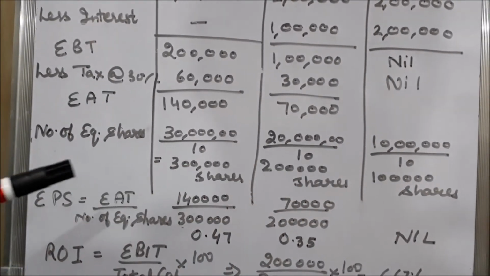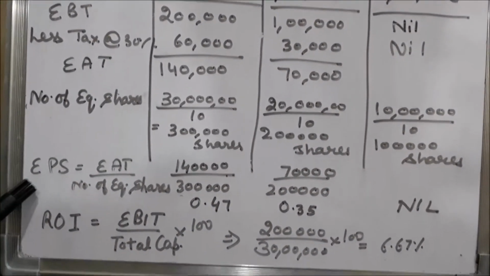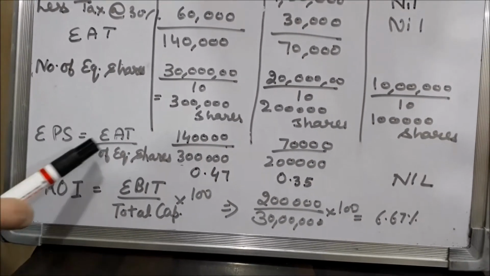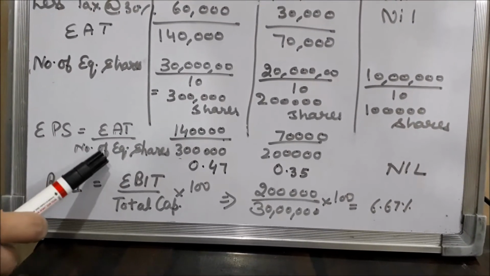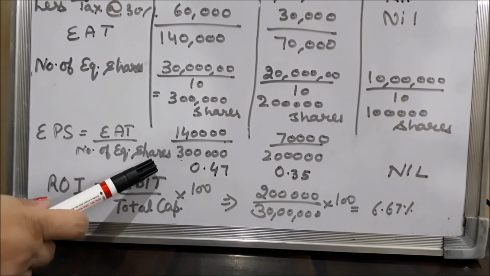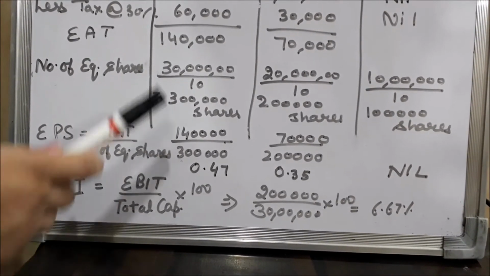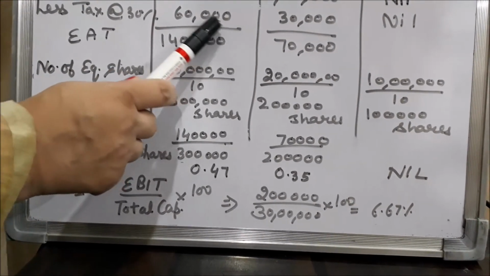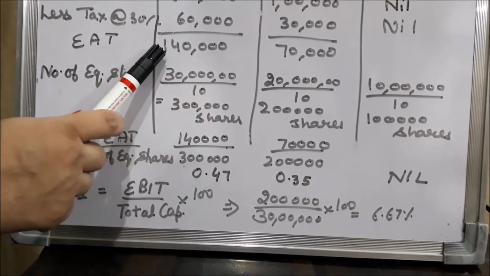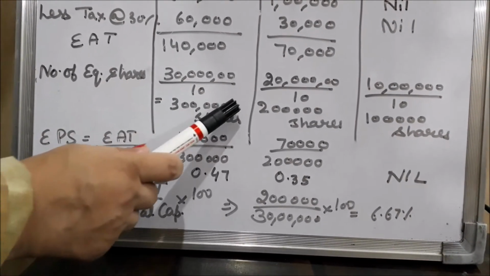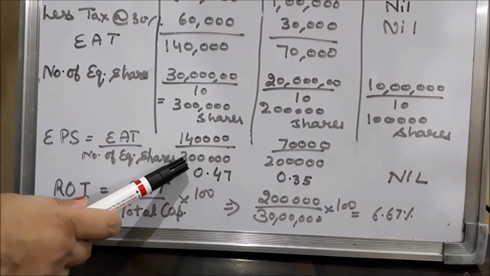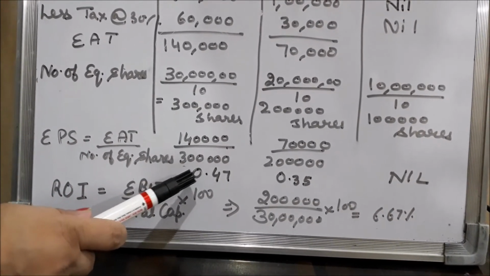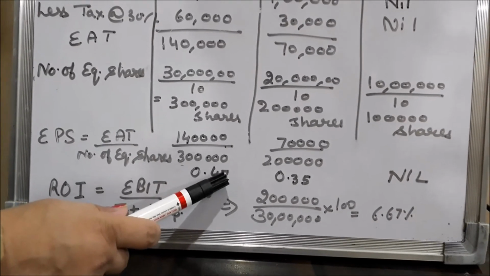Now students, we have to calculate earning per share. The formula is earning after tax divided by number of equity shares. So in the first situation, earning after tax is 1,40,000. Divide it by the number of shares, that is 3 lakh. So 1,40,000 divided by 3 lakh, I am getting EPS of 0.47 rupees.